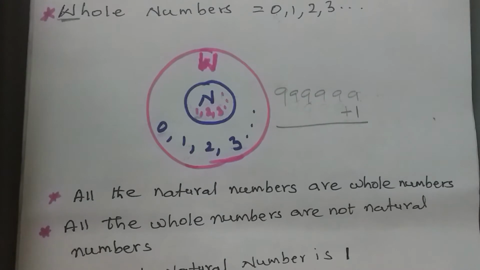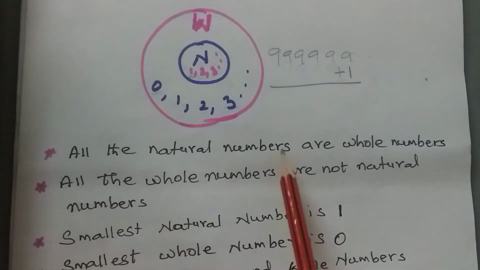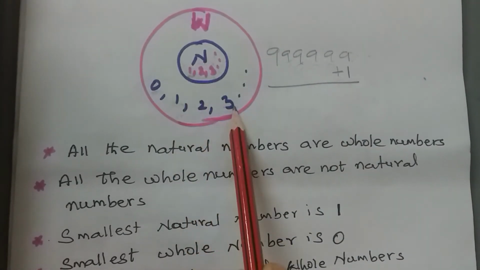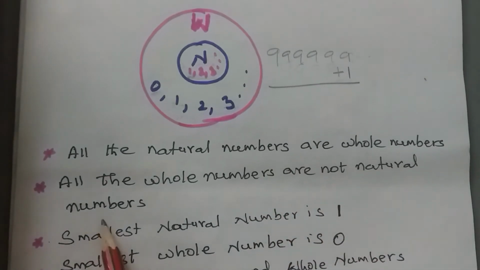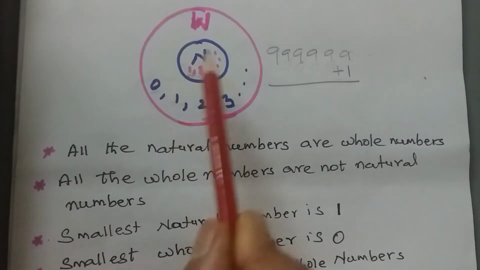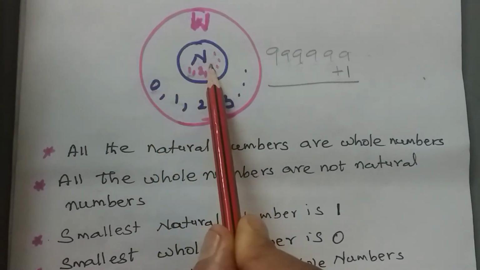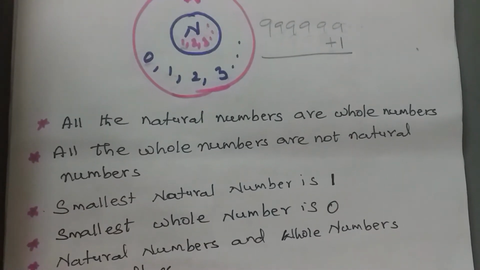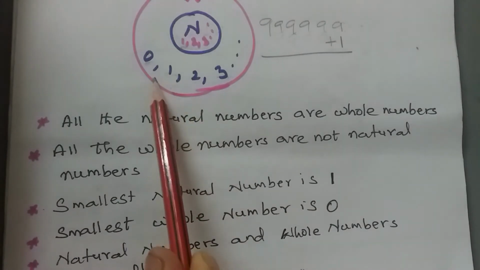So, all these concepts we'll just recall written as points. First is all the natural numbers are whole numbers. All the natural numbers are there in the whole numbers. But all the whole numbers are not natural numbers, because of 0. 0 is a whole number but it is not a natural number. Then the smallest natural number is 1 and the smallest whole number is 0.